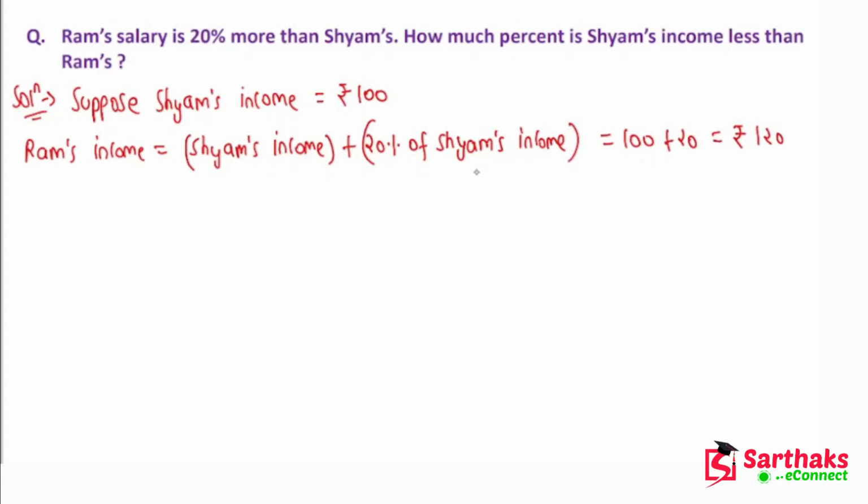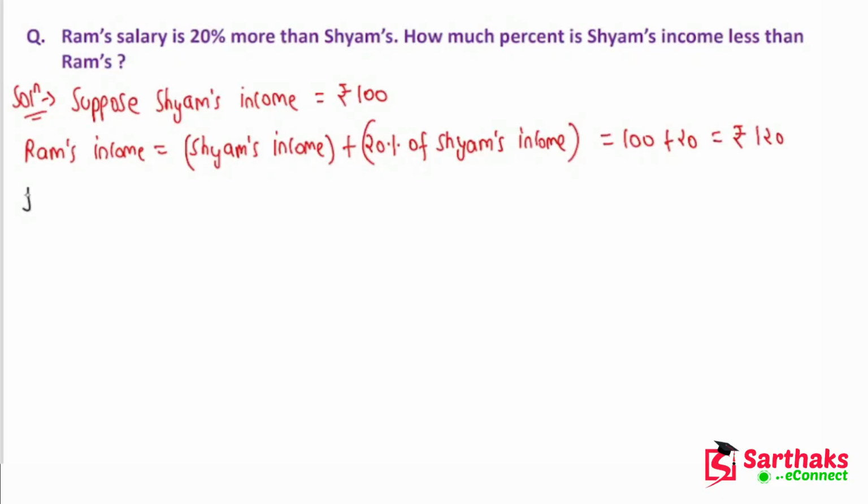So yes, 20% more. Now we have to calculate how much percent Sham's income is less than Ram's. For that, we have to take the base as 120, because Ram's income is the original value here. We'll use a unitary method, which is very easy. Suppose you have 100 chocolates for 1000 rupees. With this information, you can calculate the cost of one chocolate, and you can also calculate how many chocolates come in 1 rupee. Both things can be calculated, and that is called the unitary method. Let us see what it is.